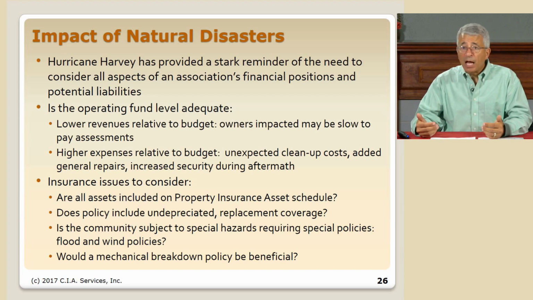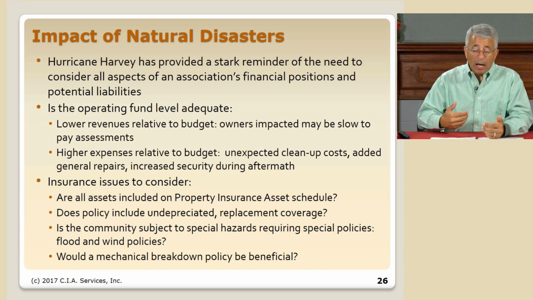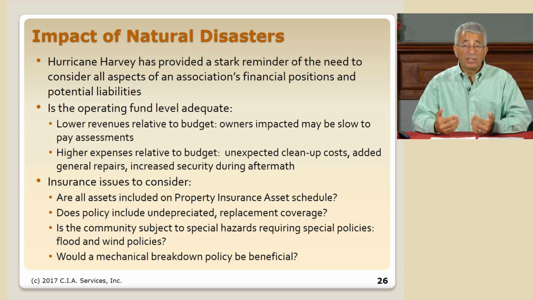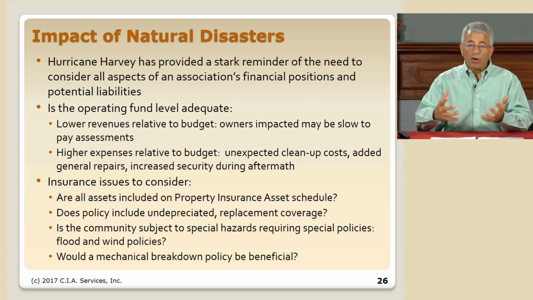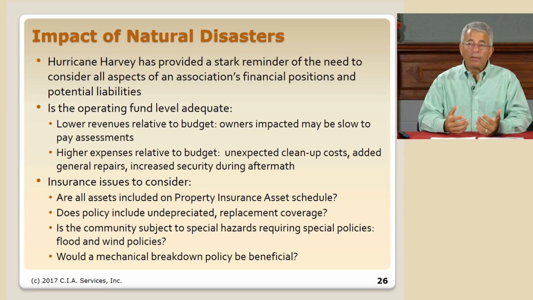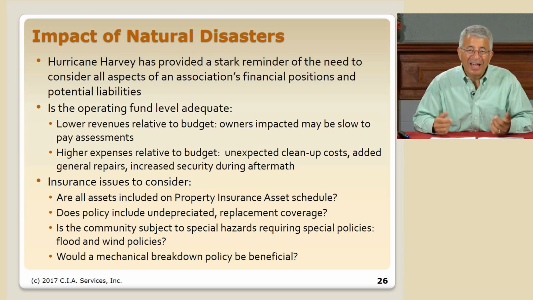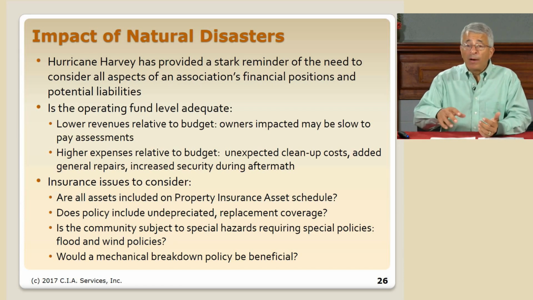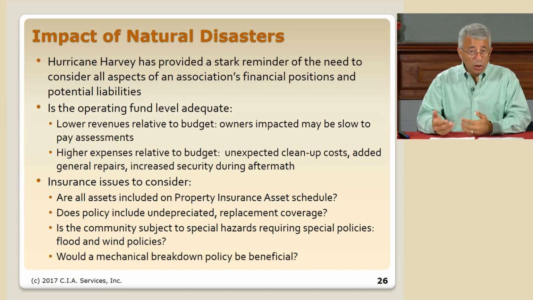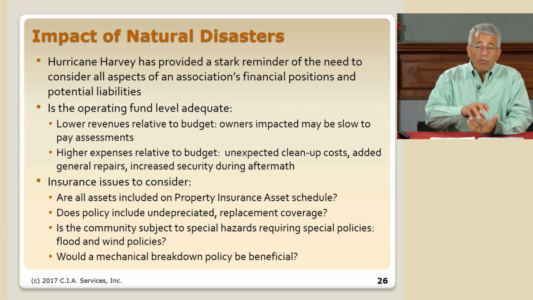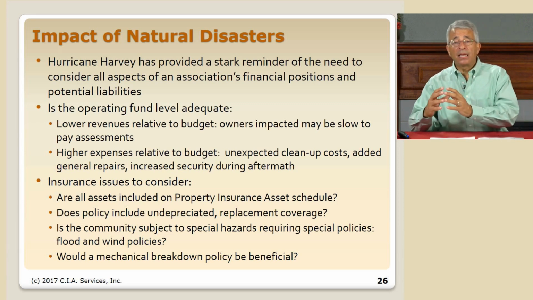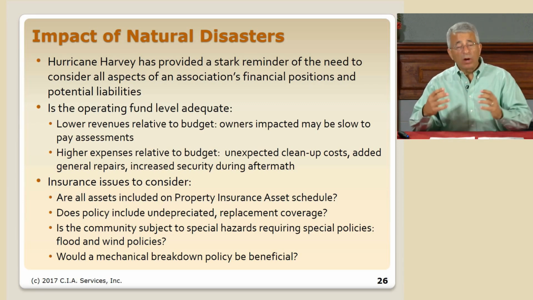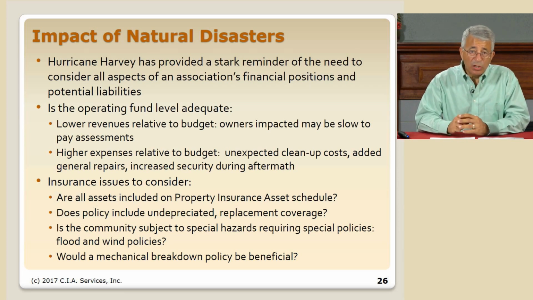Same thing on the expense side. We may have situations where we're doing cleanup in the community that wasn't expected, that we're having general repairs that we're doing that we never reserved for. We didn't expect for our irrigation system to get destroyed by logs floating down the street or something of that sort. We may have instituted some special security in the community. So if we have our operating fund at the suggested levels, then we're going to be able to weather those things from an association standpoint.